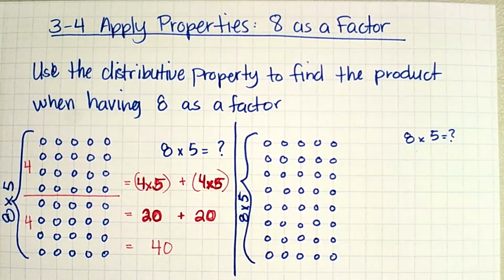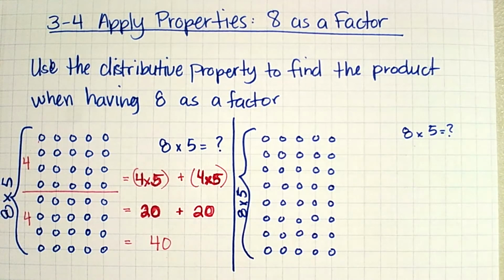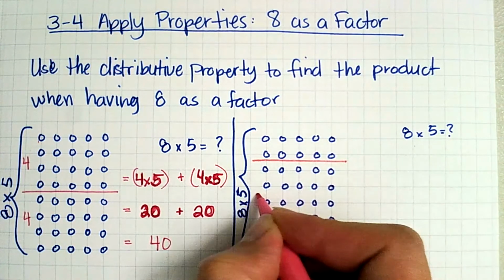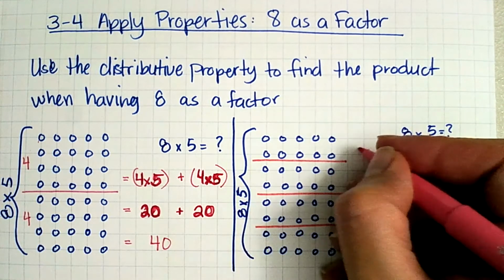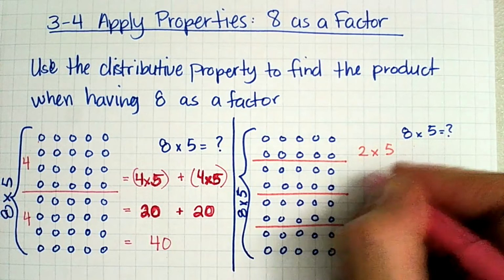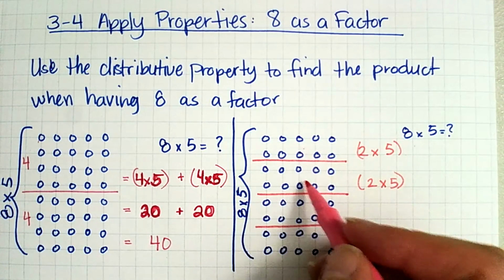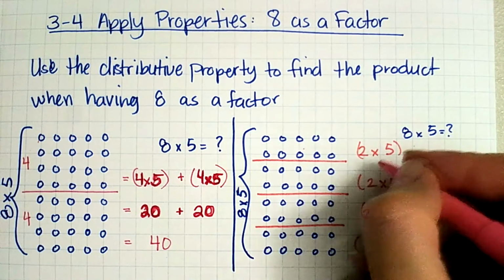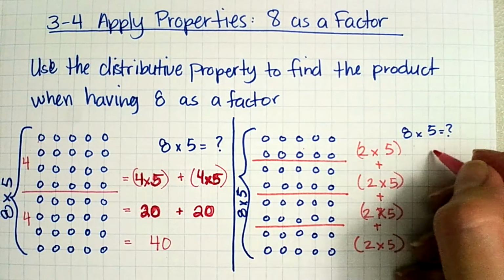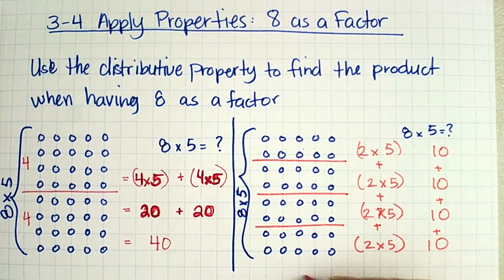Now, what we saw in the video, which is something that we haven't done yet, is they split their array into more than two groups. So they took their 8 and they used their doubles facts. They split it into 2. So they split their 8 into 4 groups of 2. This is the same thing as saying 2 times 5, and then over here, another 2 times 5, right? Because we split that 8. This was 8 times 5. So I split it into 2, 4, 6, 8. Plus another 2 times 5. Plus another 2 times 5. So if I'm going to add all of these parts together, I'm going to have 10 plus 10 plus 10 plus 10, which is going to tell me that 8 times 5 over here is also equal to 40.